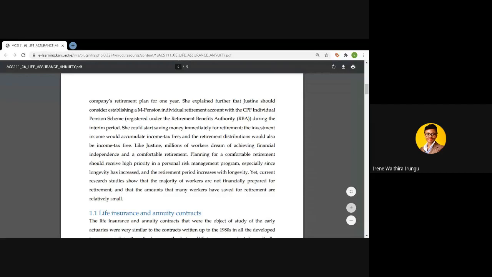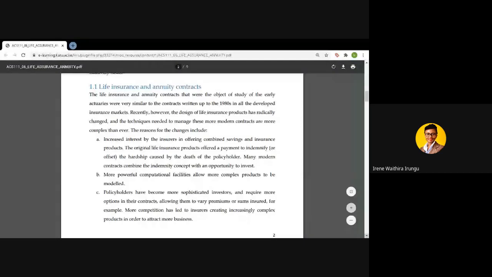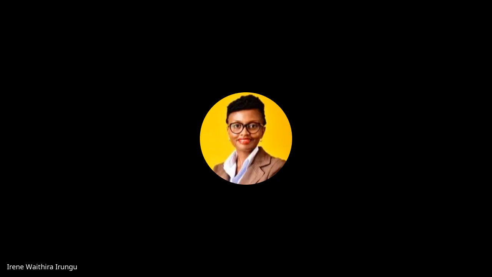And before we look at the specific types of contracts, let us see how the life insurance contracts and annuity contracts have evolved over time. So historically, life insurance and annuity was the major application of actuarial techniques. And we have said in our learning outcomes that we have both traditional and modern types of contracts, so that the modern contracts have evolved from the traditional ones, and the evolution has been informed by several reasons.